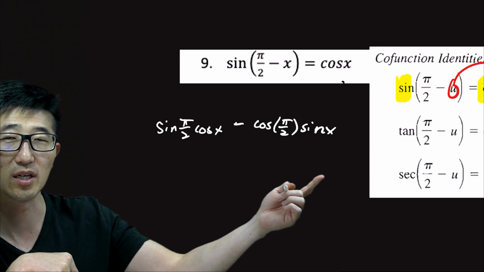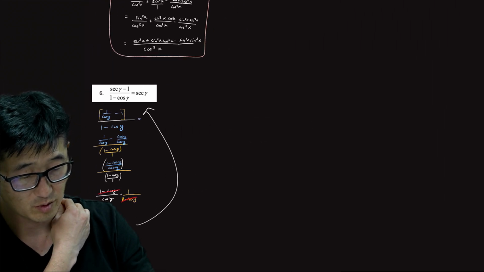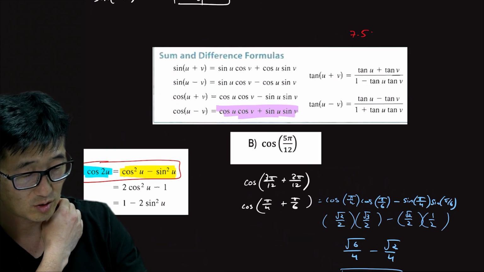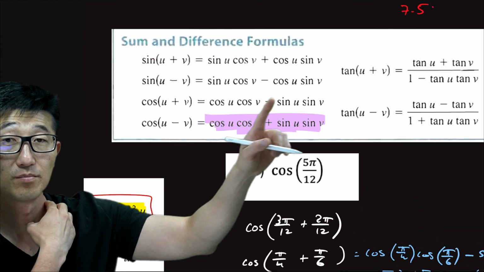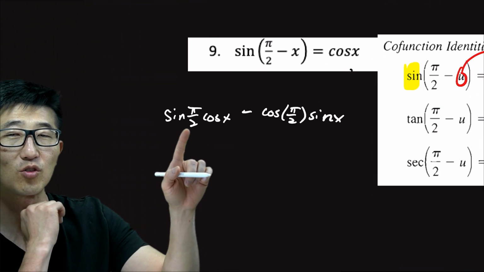Sine, cos, cosine. This is that pattern. You remember this one? Okay, so watch. Now simplify it. What's sine pi over 2?